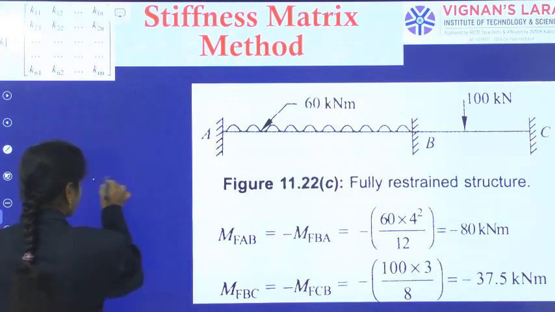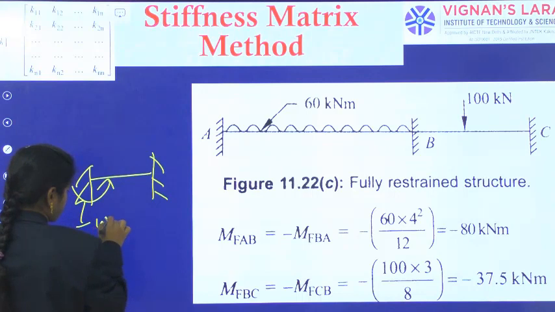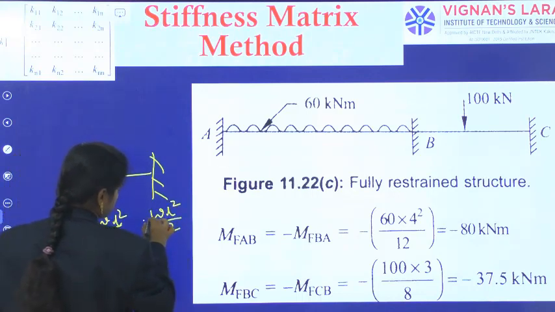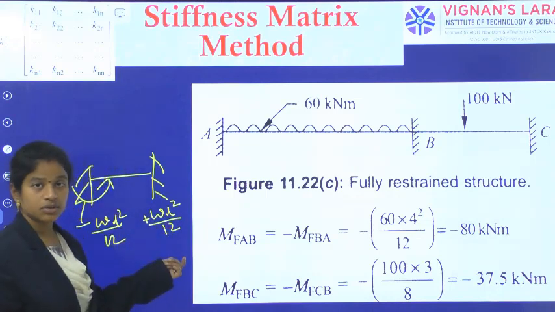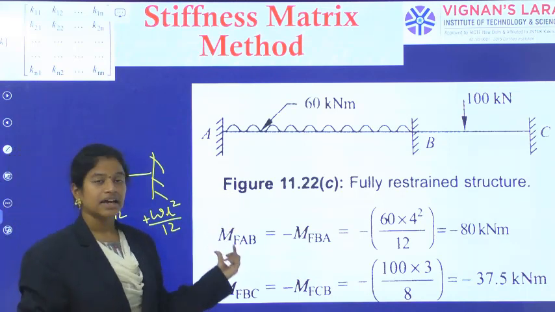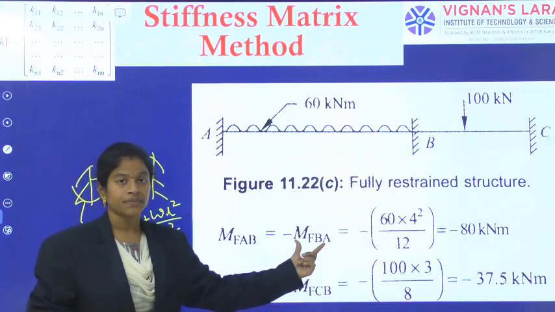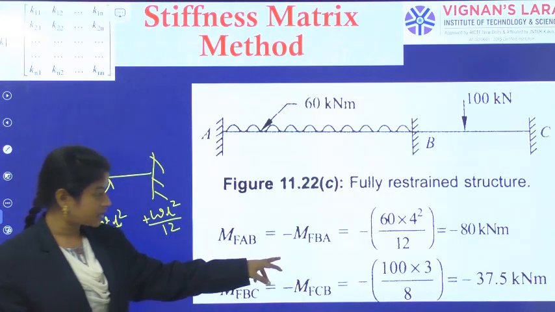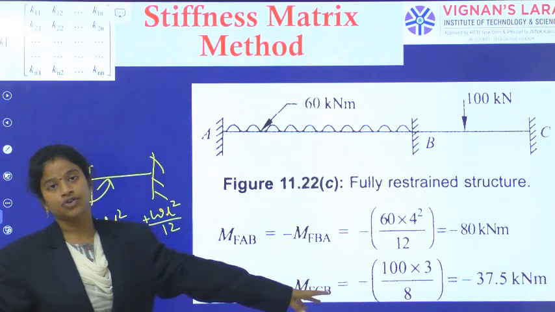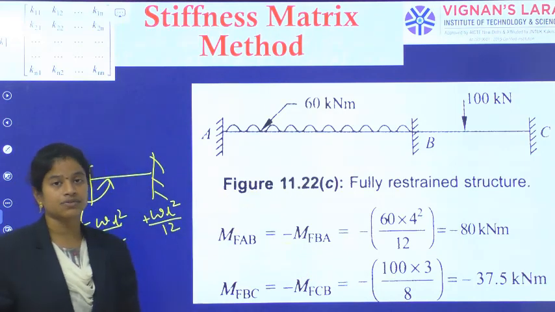Minus WL square by 12 and plus WL square by 12. So in this way, I have given the formula with minus WL square by 12. So MFAB is equal to minus WL square by 12 and MFBA is plus WL square by 12. That's why it has its own minus, and the value is minus 80 kilonewton meter: W into L square by 12, which is 60 into 4 square by 12.